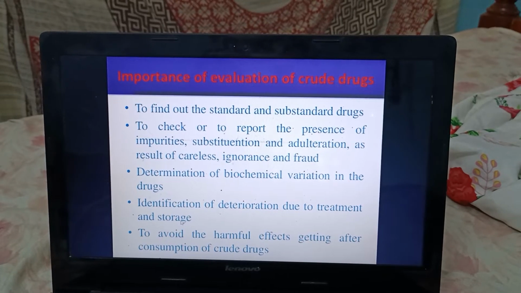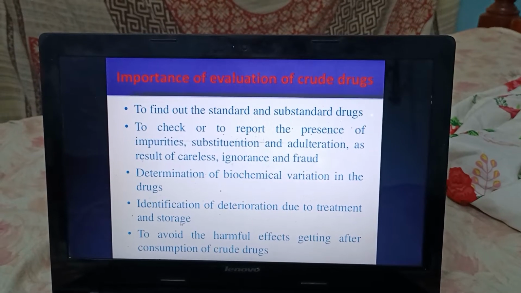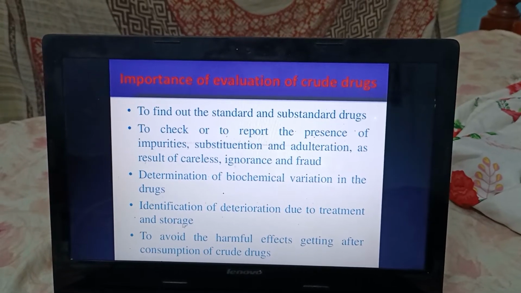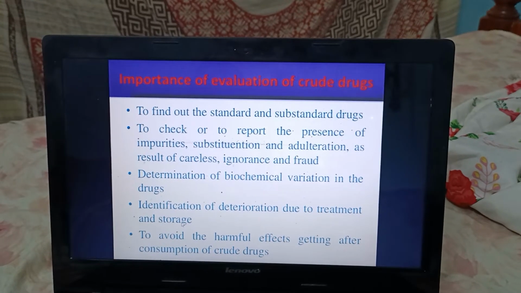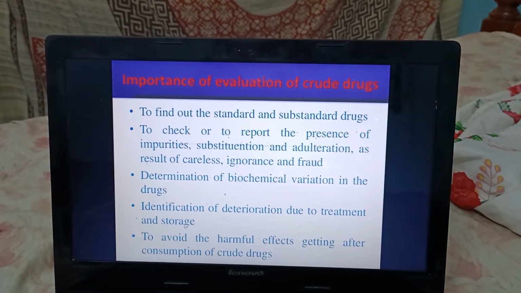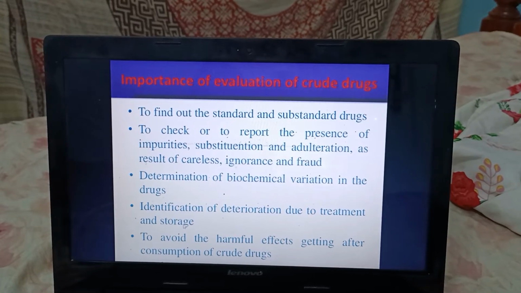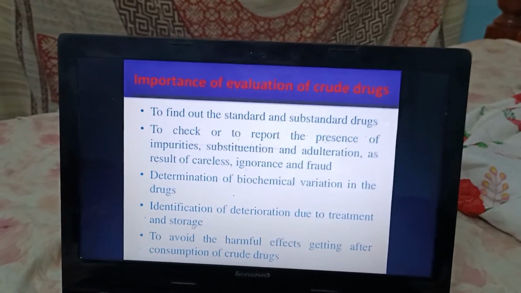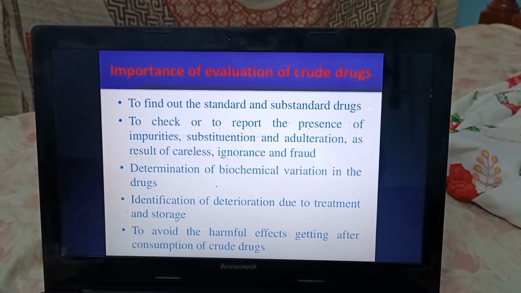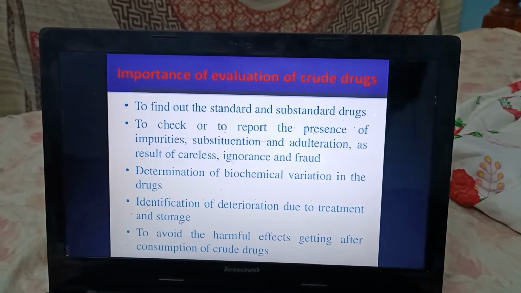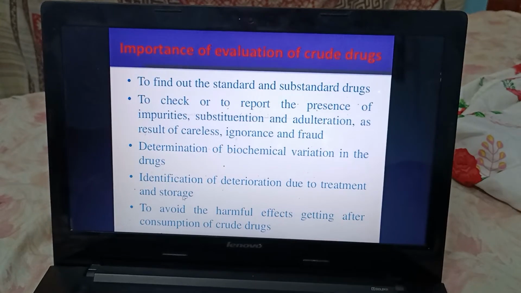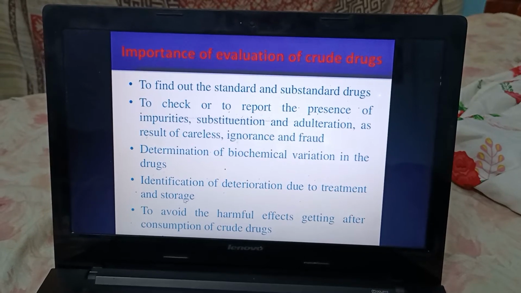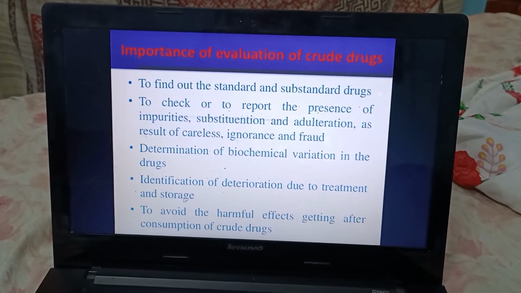Substitution and adulteration as a result of careless ignorance and fraud. So if some of the manufacturers are doing adulterations, substitutions, and some careless ignorance mistakes, we can check them with these parameters. So determination of biochemical variation in the drugs. After completing that, we should know what the biochemical characterization of the crude drugs is. So these things we should know.